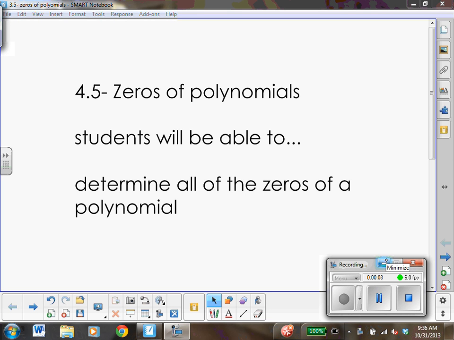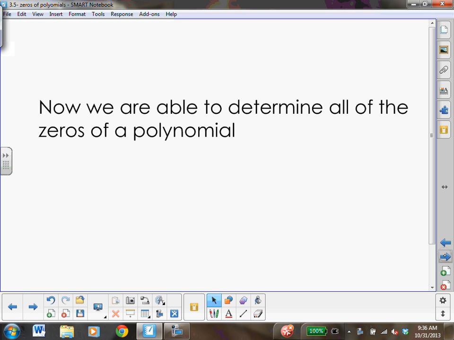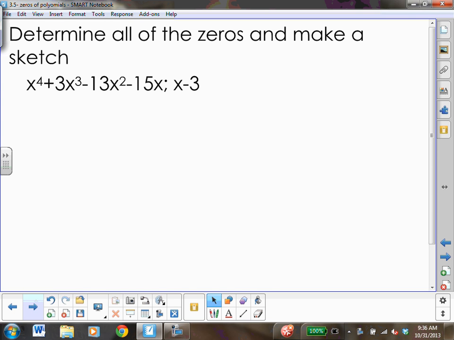All right, class, today we're in our fifth section. We will be studying zeros of polynomials. Now that we have accomplished and mastered long and synthetic division, we can determine zeros of polynomials by using that concept. Determine all the zeros and make a sketch.